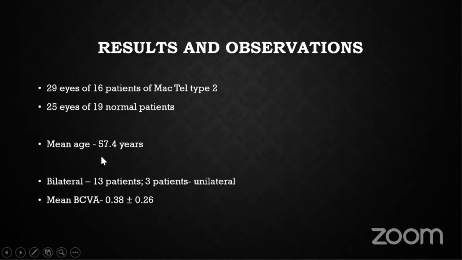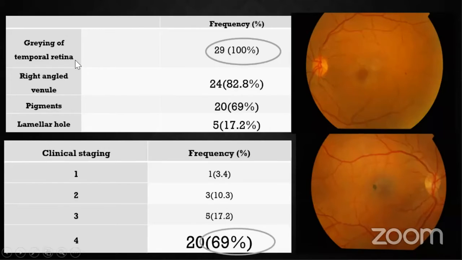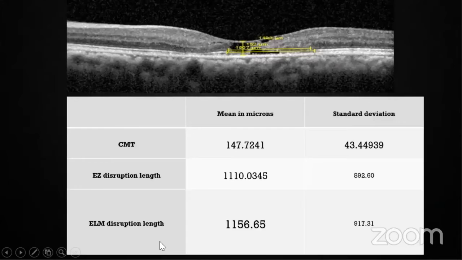Mean age among patients was 57.4 years. In 13 patients we included both the eyes. In 3 patients only 1 eye was included. And mean BCVA was 0.038 plus minus 0.26. Clinically, we found graying of temporal retina was seen in 100% of the patients, followed by right angled venule. Staging, stage 4 was more common, that is intraretinal pigments.